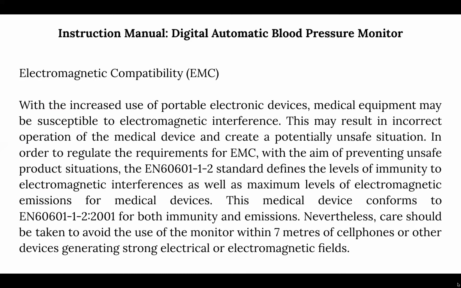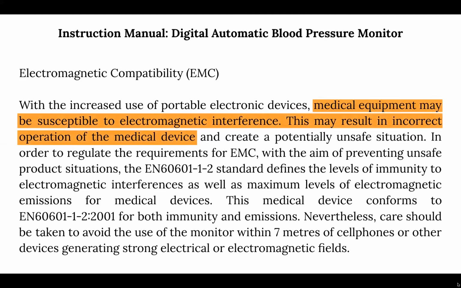After reading the provided extract, the first thing that jumps out to us is this part of the text. Medical equipment may be susceptible to electromagnetic interference. This may result in incorrect operation of the medical device. Now, this agrees with option B, which states that it may not work correctly in close proximity to some other devices.